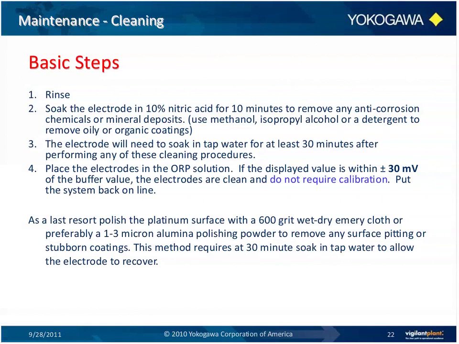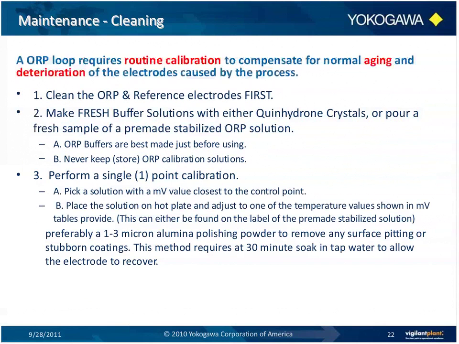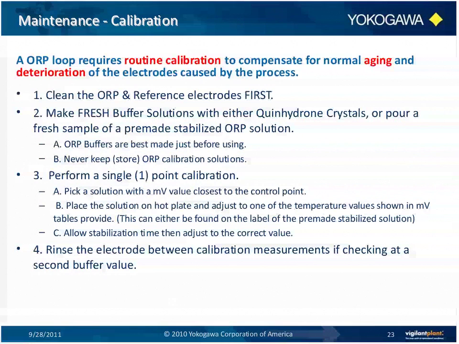If the display value is within about plus or minus 30 millivolts of the buffer value, the electrodes are considered to be cleaned and do not actually need calibration, and you can put the system back online. However, if the value is outside of this normal standard tolerance, then calibration is required. Typically, calibration is done once a month, but, just like pH, more aggressive processes will require more frequent maintenance and calibration. ORP is a one-point calibration.